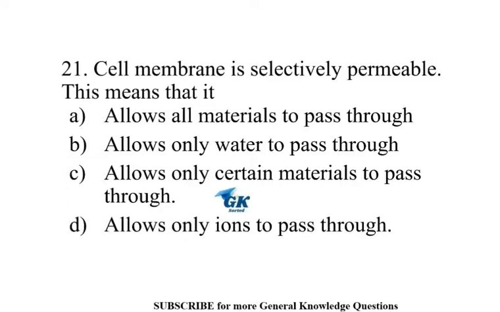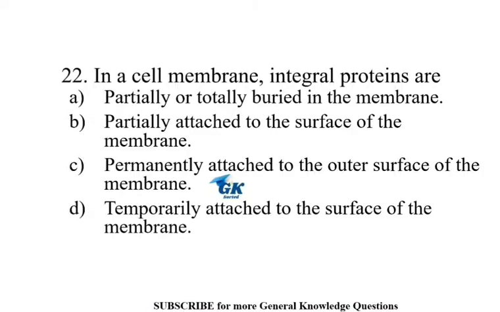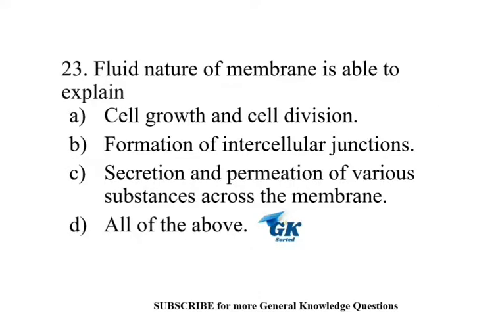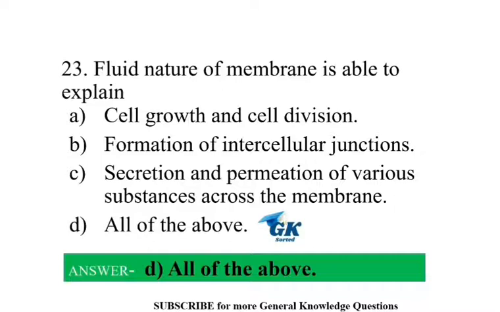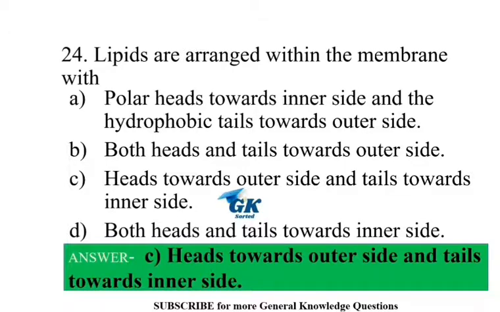Cell membrane is selectively permeable. This means that it allows only certain materials to pass through. In a cell membrane, integral proteins are partially or totally buried in the membrane. Fluid nature of membrane is able to explain all of the above. Lipids are arranged within the membrane with heads towards outer side and tails towards inner side.